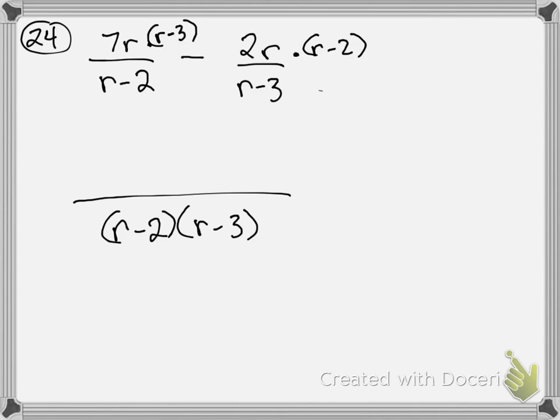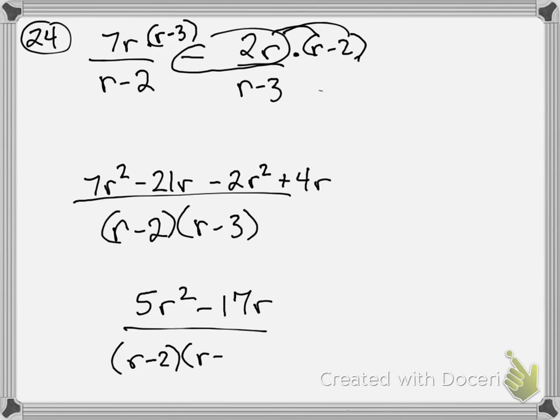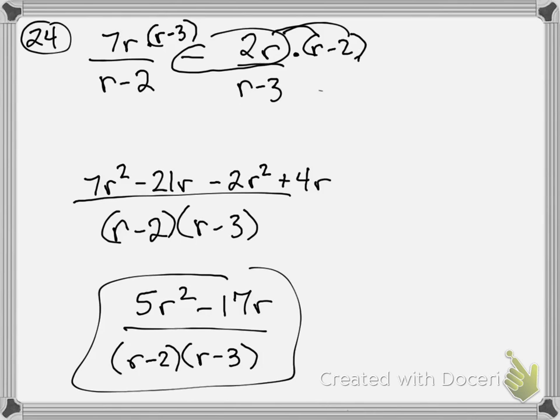So what happens is this top becomes 7r squared minus 21r. Minus 2r squared, because we're taking this -2r to both pieces. Plus 4r. Oh, that's weird. Just 1r, because there's no r there. So now you've got like terms. So 7r squared minus 2r squared is 5r squared. -21 plus 4 is minus 17r. And all that's over the bottom pieces. And that would be your answer.